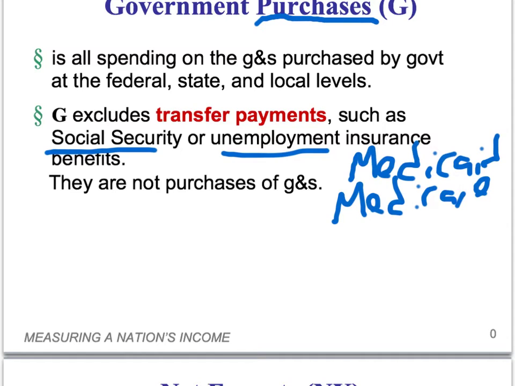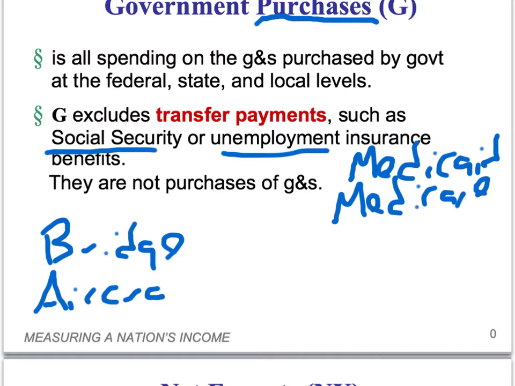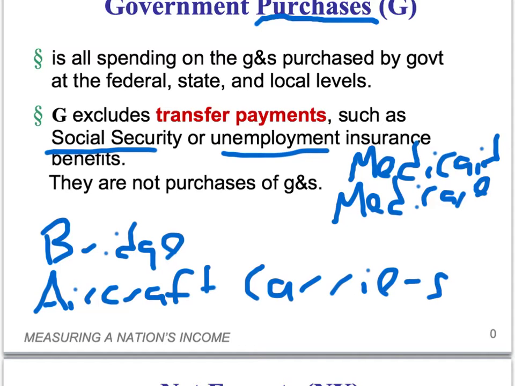However, if a government builds a bridge, that's government spending. If they build what do they call those things where they land planes on in the water? Aircraft carriers. That's government spending, etc., etc. Schools, public schools are government spending, etc., etc.